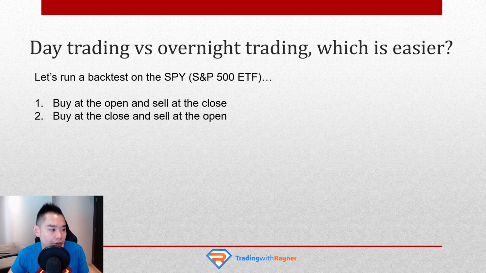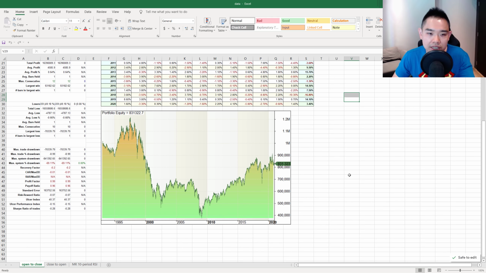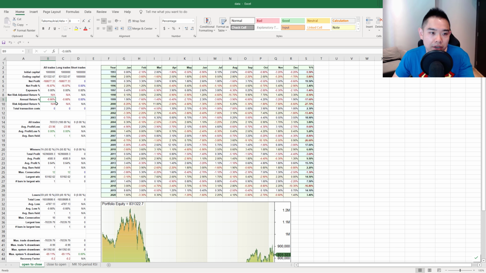Okay, so having a look at the first one, this is the Excel spreadsheet. You can see that from open to close, if you do this for the S&P 500 ETF from 1993 to 2020, this is the equity curve. You can see that you pretty much didn't make money over the last 20 plus years at all. If you want to look at the details, you actually lost money, down about 0.66%. This is for buying at the open and selling at the close.